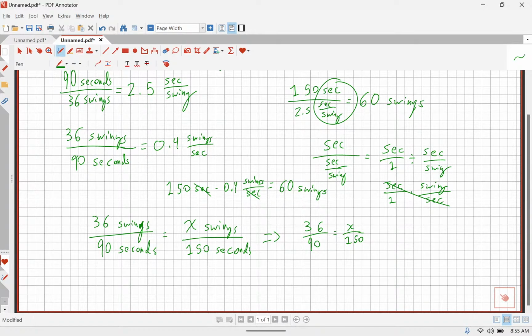And there's a bunch of ways that you can do this. You could just do 36 divided by 90, which is 0.4, equals X over 150. Multiply both sides by 150, and you still get 60 equals X. That still works. It all works out in the end, but today we're going to be focusing on this because there are situations where we do need to use the proportion, and we need to be able to make sure that we can solve those.